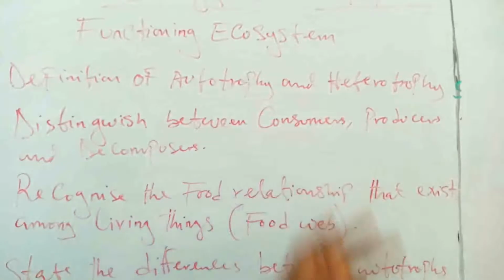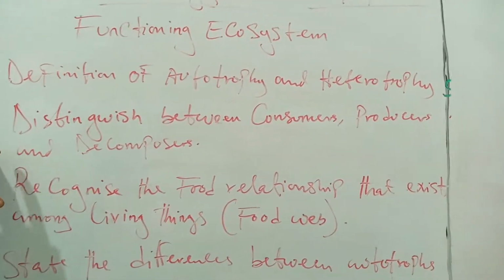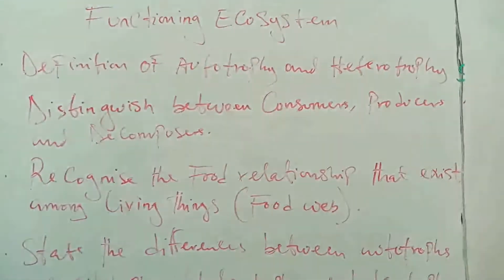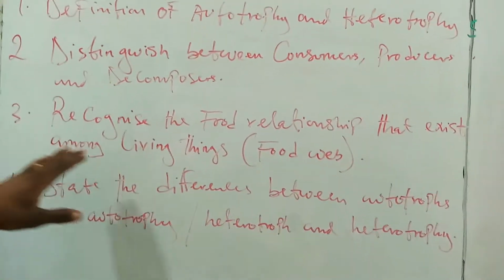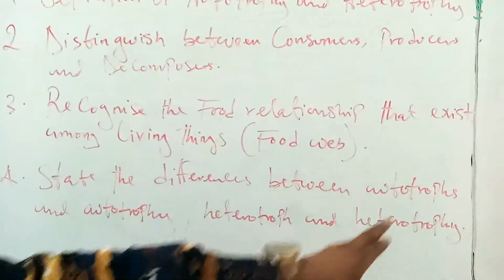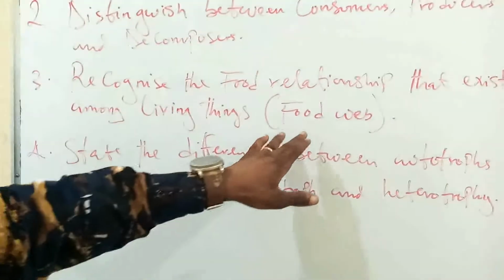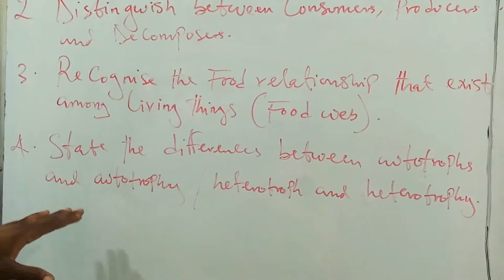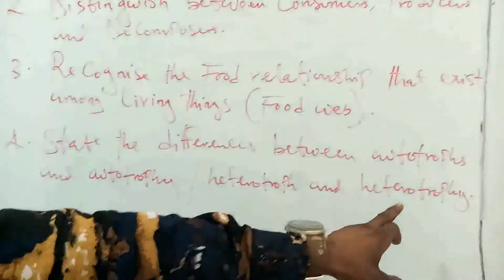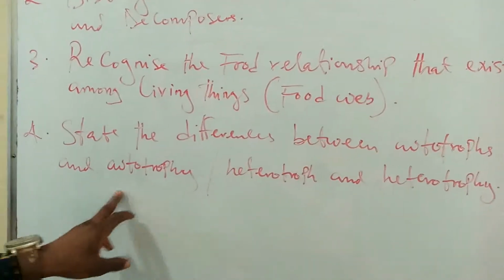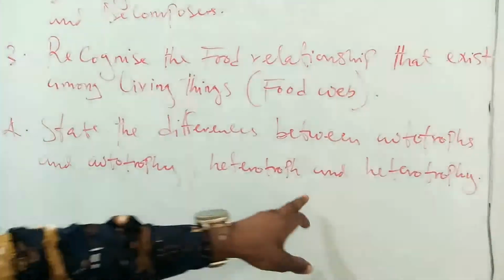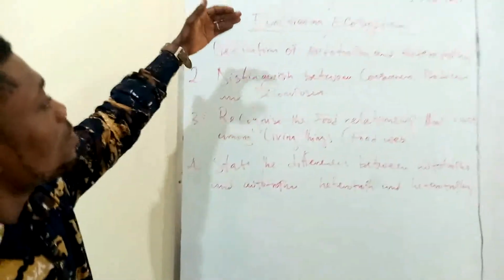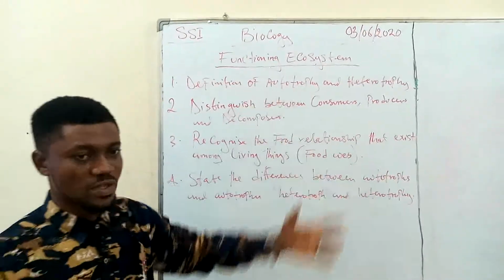autotrophy and heterotrophy. We are also going to distinguish between consumers, producers, and decomposers. We are also going to recognize the food relationship that exists among living things. Now we're talking about food web or food chain. We are also going to state the differences between autotroph and autotrophy, heterotroph and heterotrophy. So, the topic once again, functioning ecosystem.